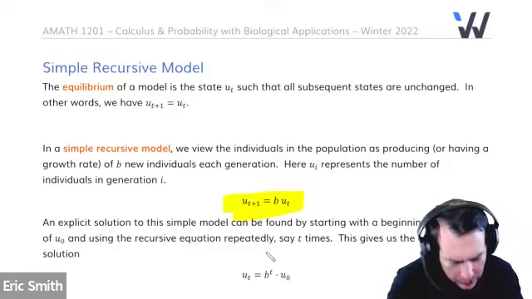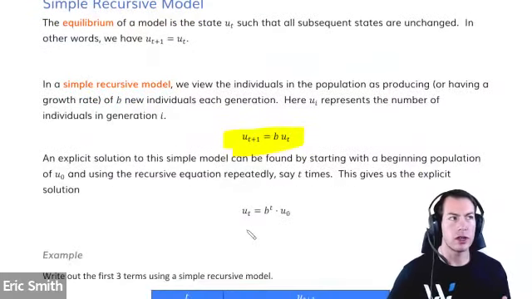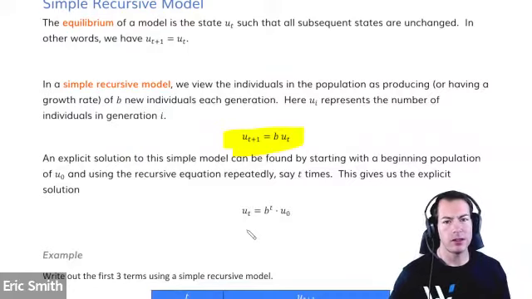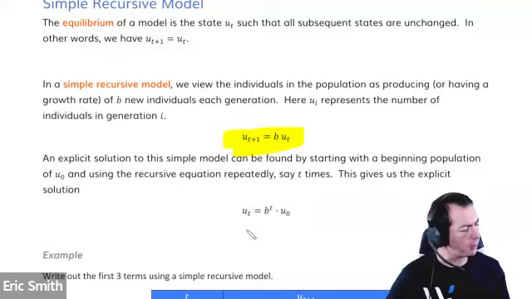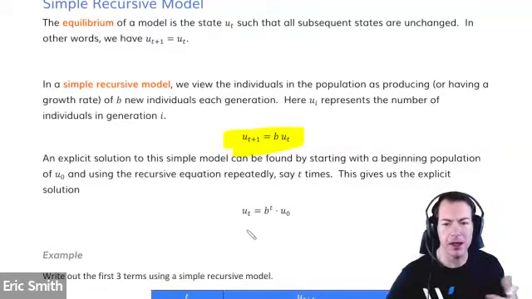So let me highlight it. You're looking at a new generation being based off of the previous generation, possibly multiplied by some sort of constant b. That constant b is really just representing maybe a percentage or some sort of growth rate or decay rate in the population itself. For example, in that bunny example, every new generation was twice as much, so the growth rate for b would be 2. If it was some sort of decay rate, where the population was going down, then that value of b would be less than 1 so that you're multiplying and making it smaller.